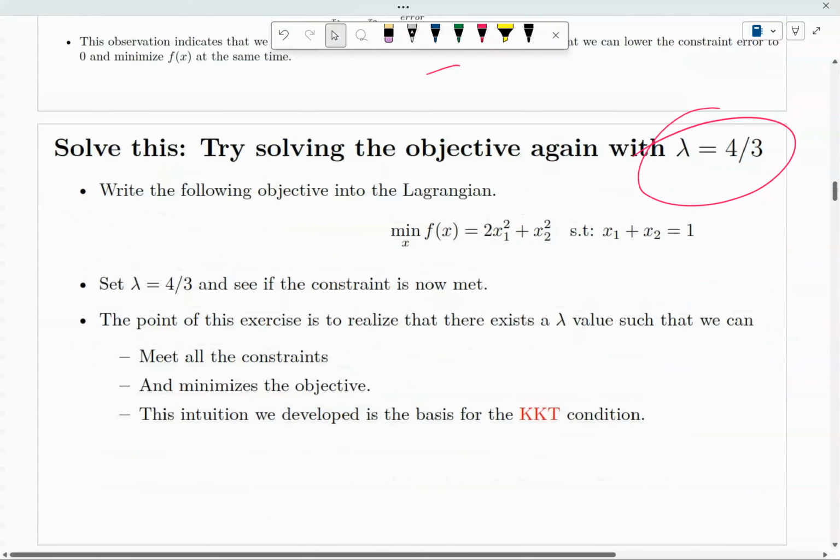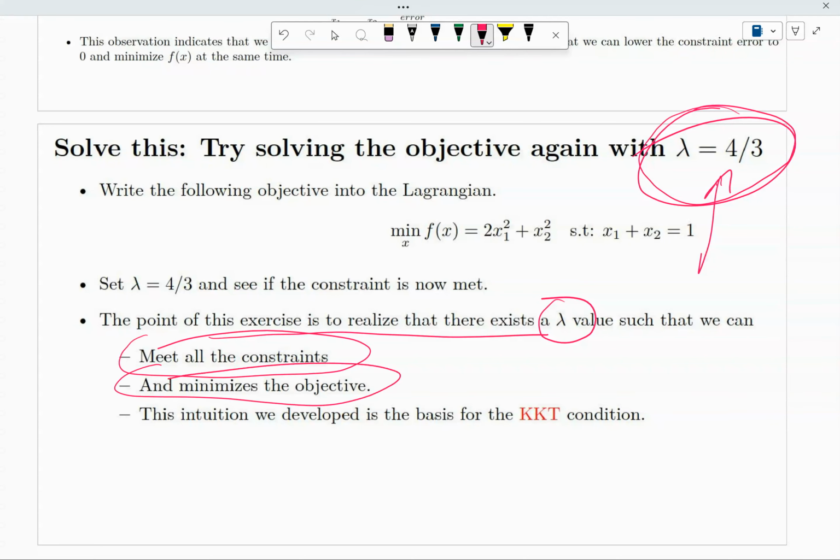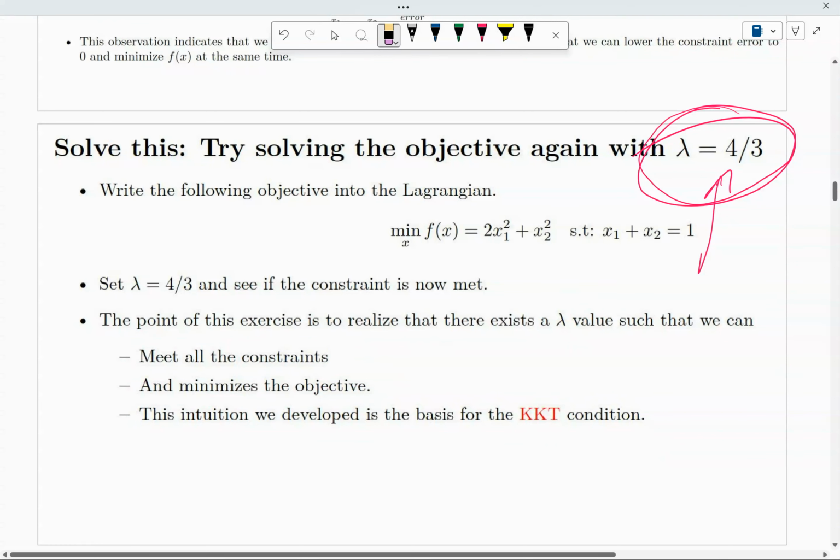Now, what I want you to do is basically follow everything I just did, except use 4 1/3 as lambda, and then see if the constraint is met now. The point of this exercise is to realize that there exists a lambda value. You can just keep playing around with the lambda value, so eventually it will meet all the constraints and minimize the objective. This is the intuition we develop for the KKT condition. But for now, pause the video and see if you can solve this.